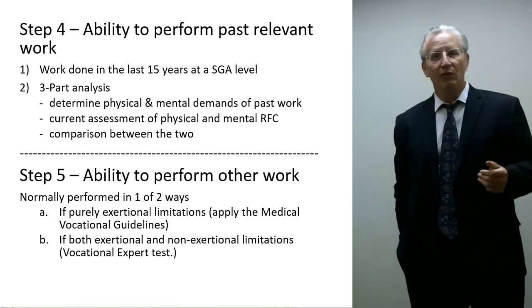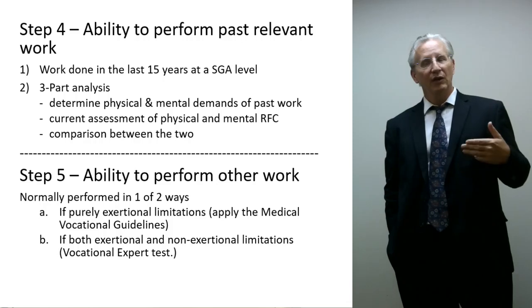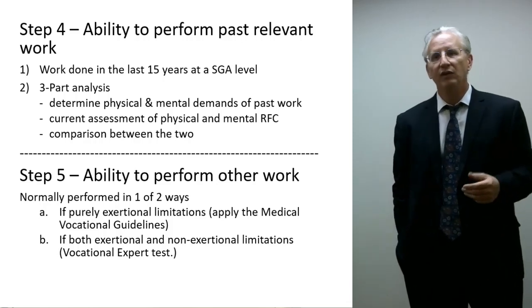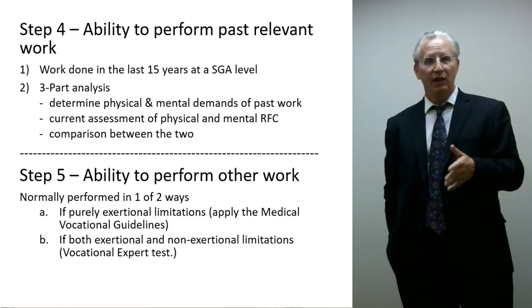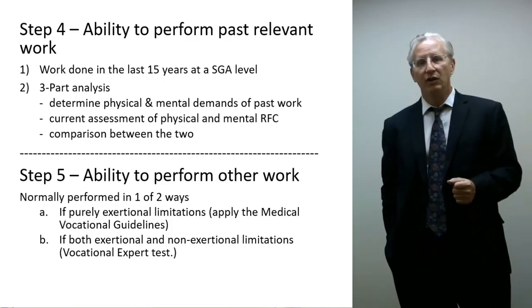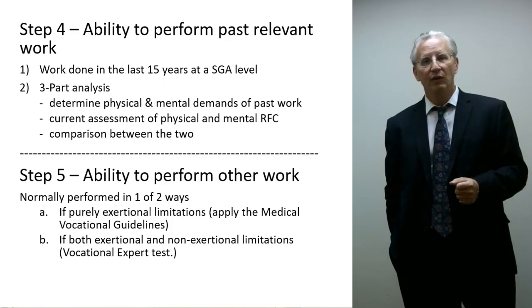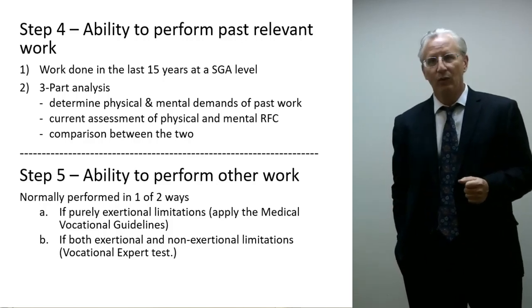Step 5, the ability to perform other work, can only be done in one of two ways. If we're dealing with purely exertional limitations, then you can directly apply what are called the medical vocational guidelines. If there's both exertional and non-exertional limitations, then an administrative law judge is required to elicit vocational expert testimony. So that's steps 4 and 5 of sequential evaluation.